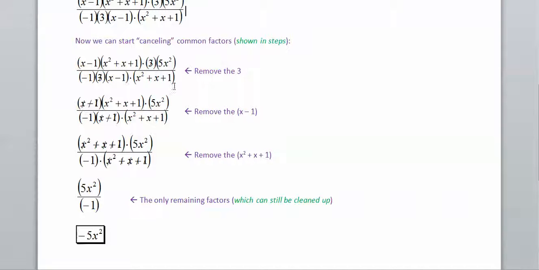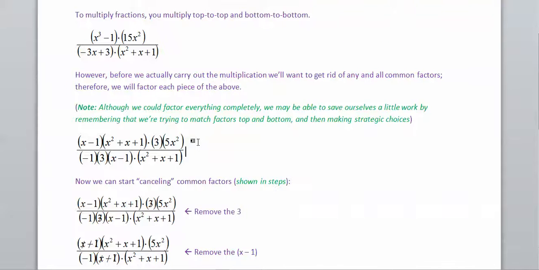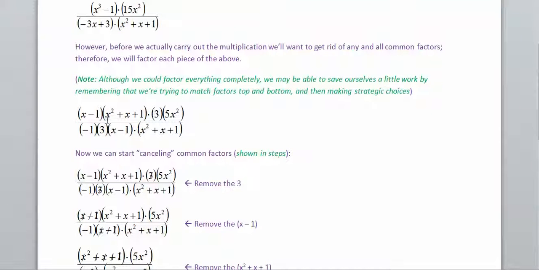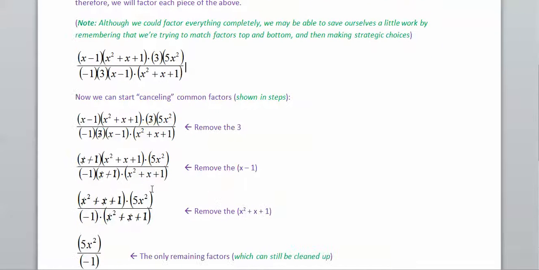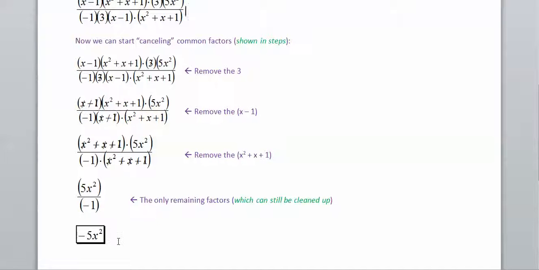So for multiplying fractions, multiplying rational expressions, we do top to top, bottom to bottom, but we also want to simplify as much as possible, which is why we will factor everything as much as possible and get rid of common factors before actually worrying about carrying out the multiplication itself.